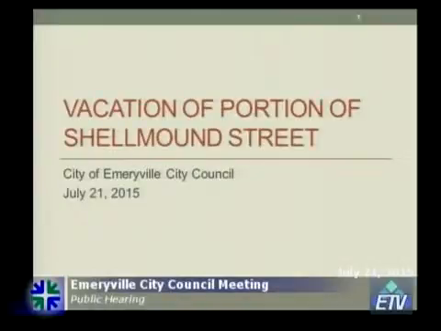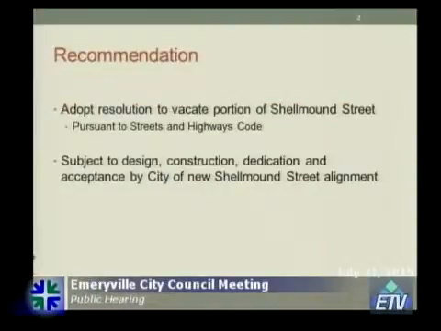Good evening, Mayor and members of the Council. What you have before you is a resolution for vacation of a portion of Shellmound Street. The staff recommendation is to adopt the resolution attached to your staff report to vacate that portion of Shellmound Street pursuant to the provisions of the Streets and Highways Code. The vacation would be subject to the design, construction, dedication, and acceptance by the city of the new Shellmound Street alignment.